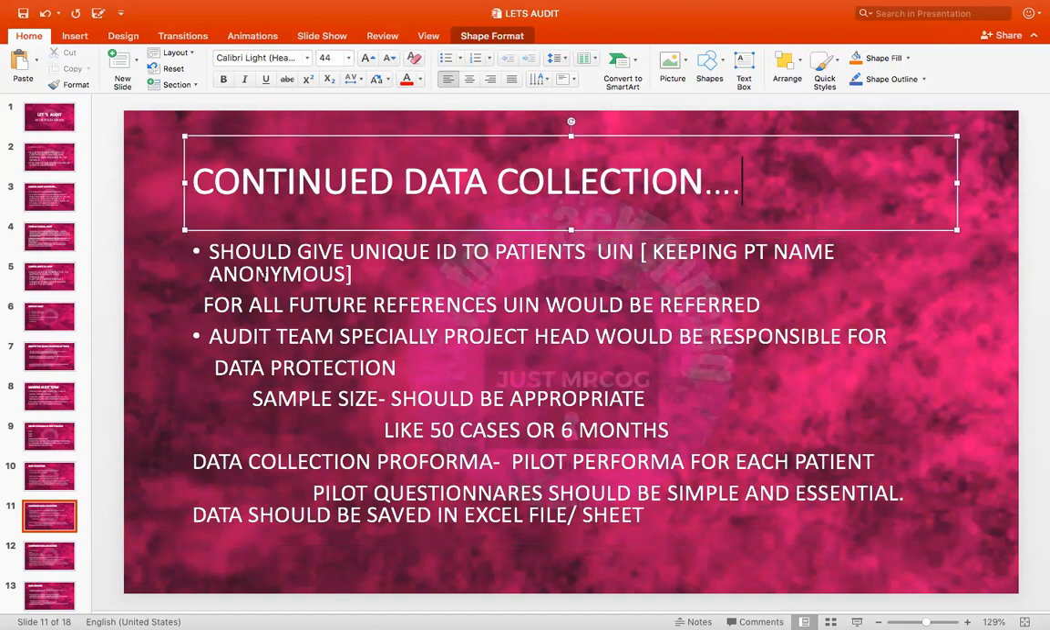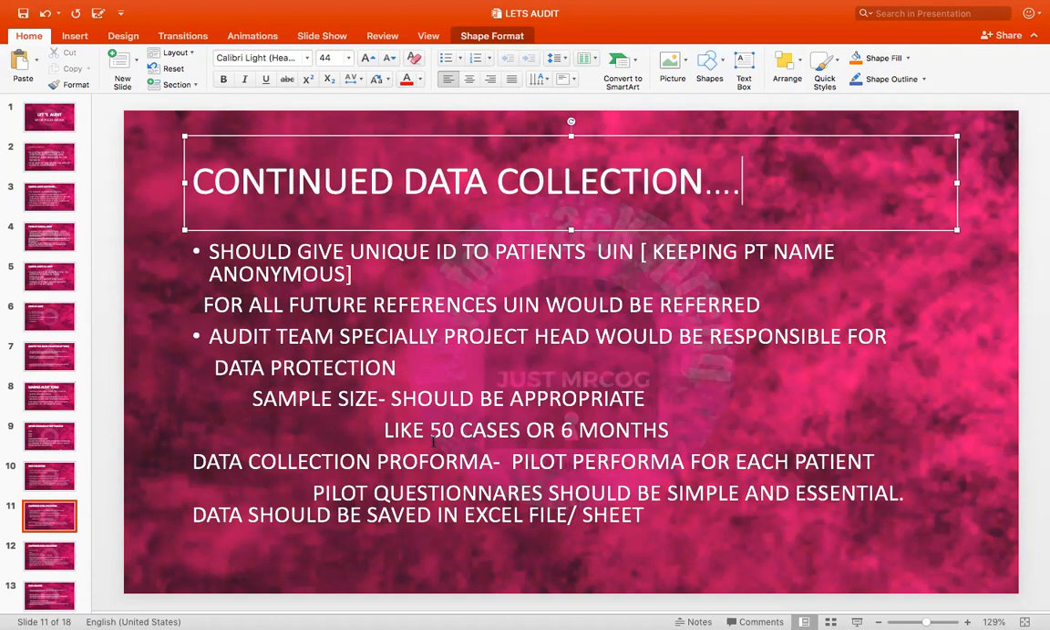So in this slide, buzzwords are: give unique ID to patient and keep patient name anonymous. So anonymous and UIN is a buzzword. For all future references, UIN would be preferred. Audit team, especially the project head, is responsible for data protection. That is fine.